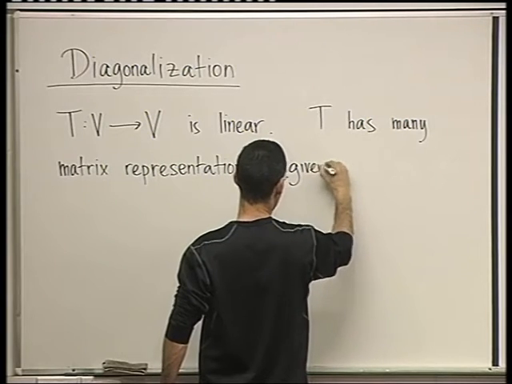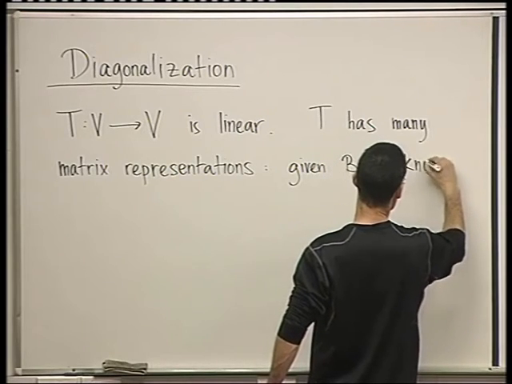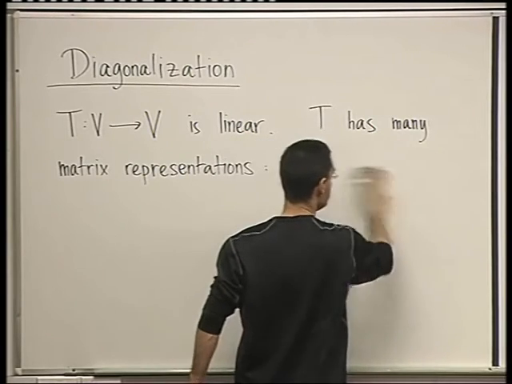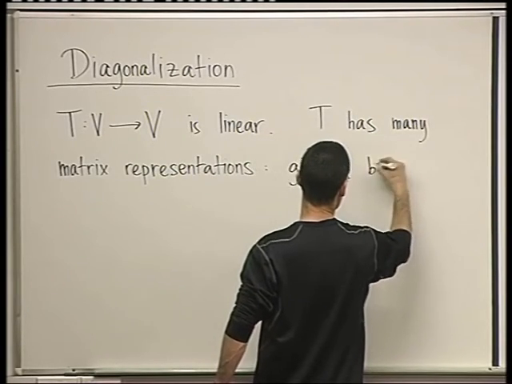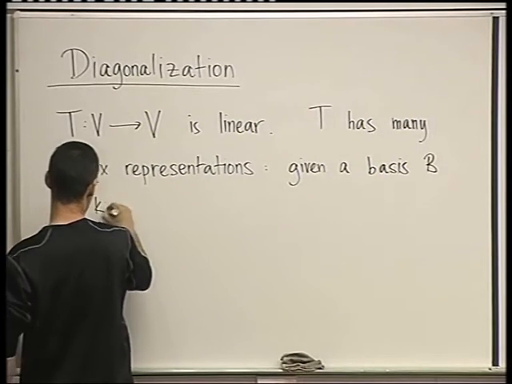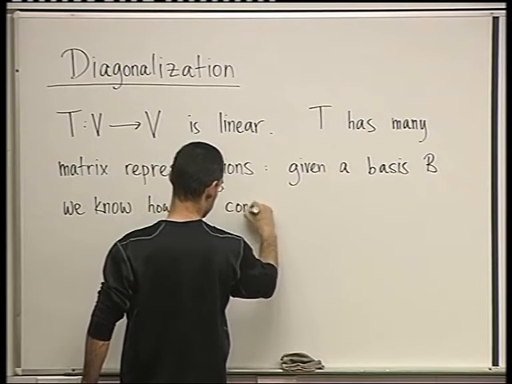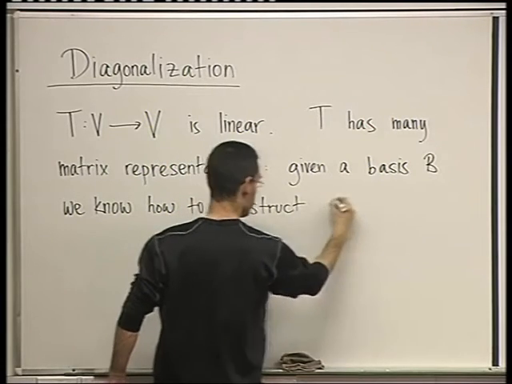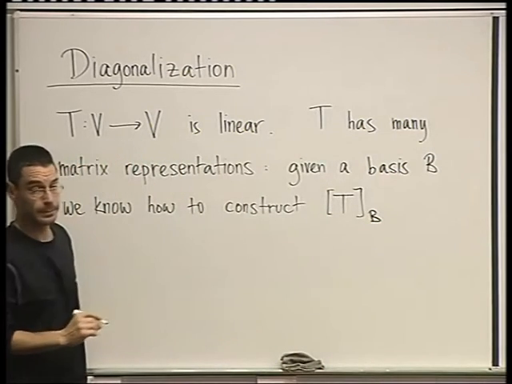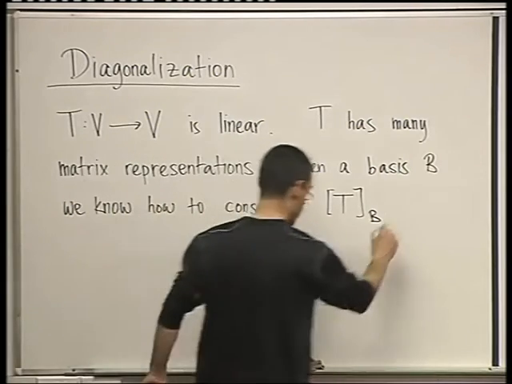Given a basis B, well, somebody might think that this is a matrix, so given a basis B, we know how to construct the representation matrix of T with respect to that basis B. Okay? Take different bases, you get different matrix representations.